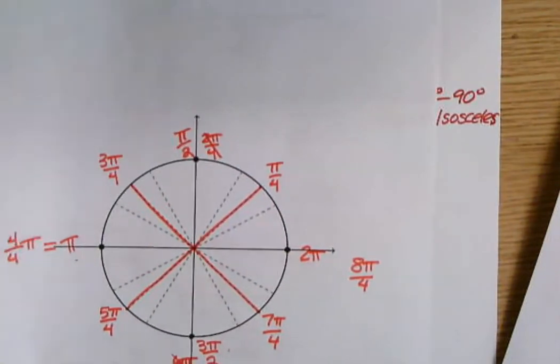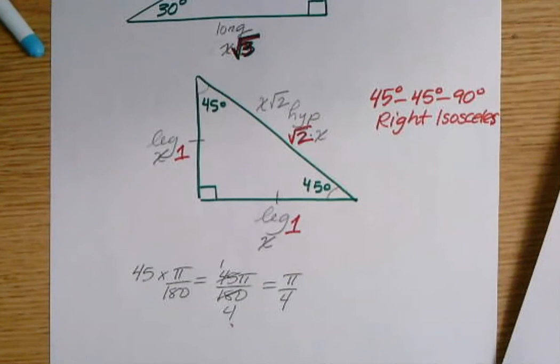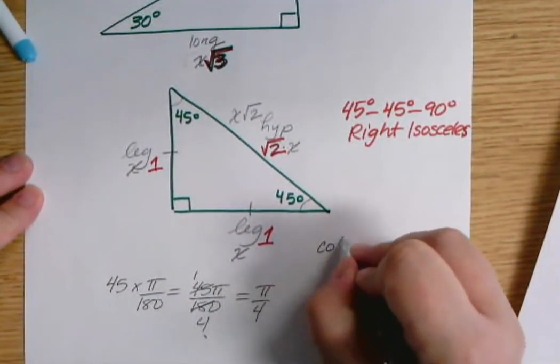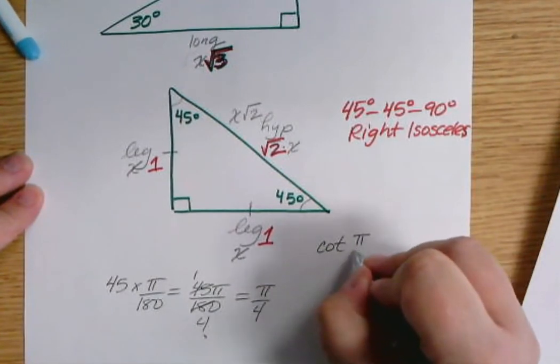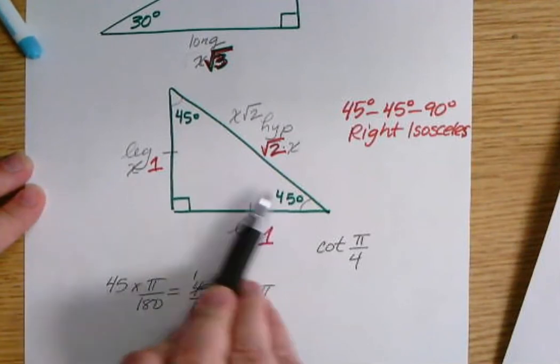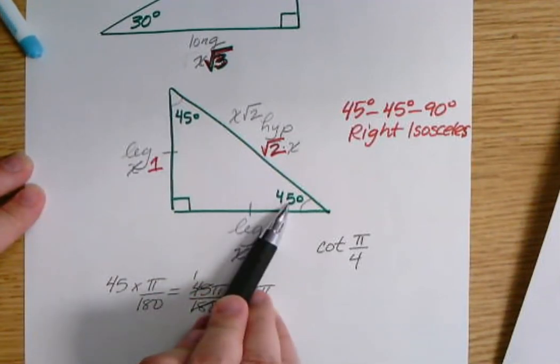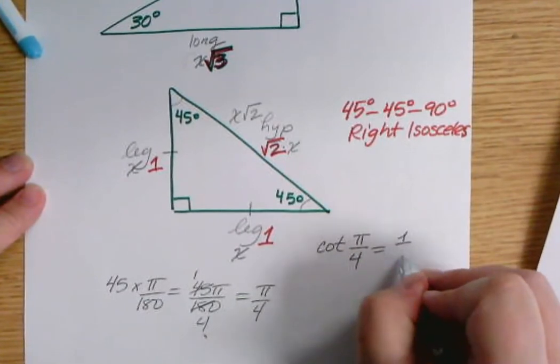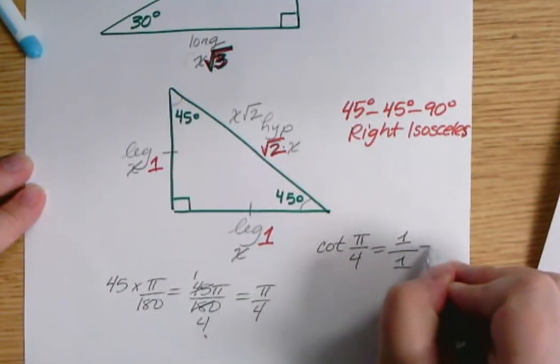So if we're asked about pi over 4, for instance, how about the cotangent of pi over 4? So cotangent, instead of opposite over adjacent for tangent, cotangent is the reciprocal, so it's adjacent over opposite. Really either way, same thing either way on this one.